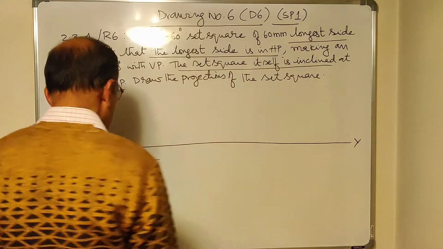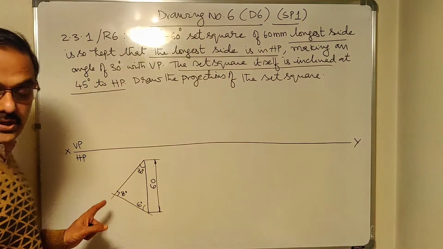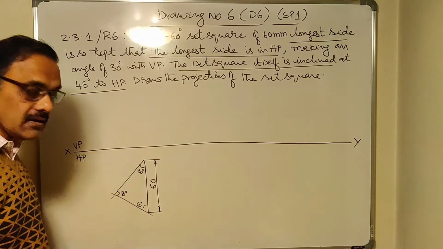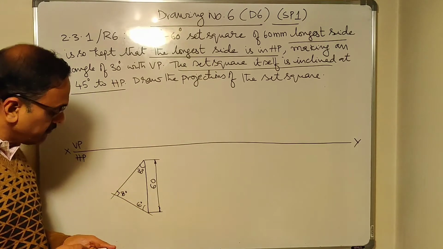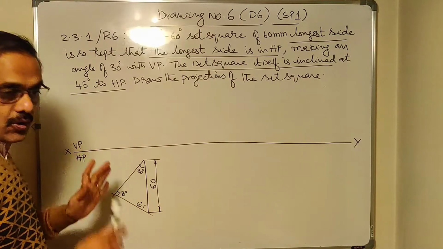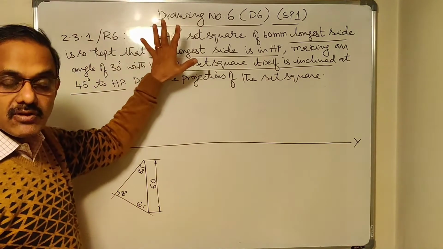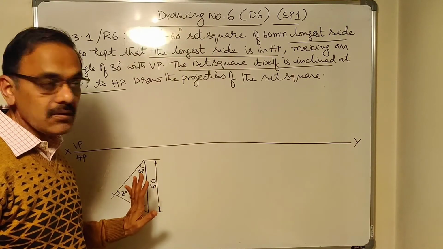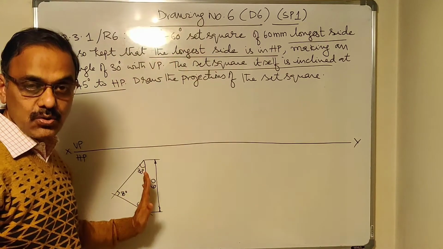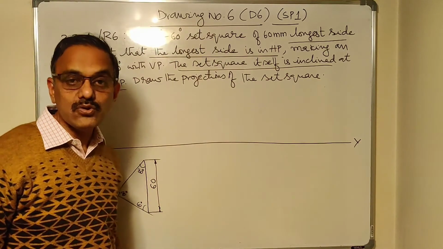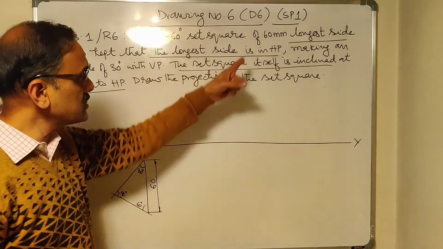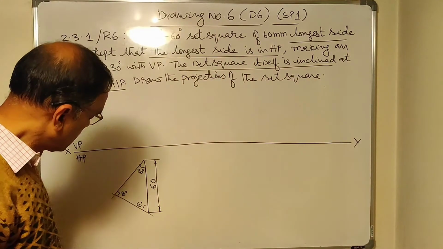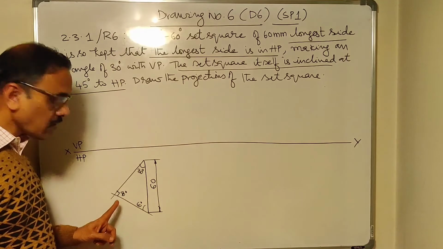The other sides need not be dimensioned. Only the hypotenuse is given. You can dimension that. And it's very important that whatever dimensions are given in the problem should be reflected here, should be shown here. And whatever the angles given also should be shown. If you don't show them, then you will be losing marks. For example, 60 mm is given here, so I must show it. This is one possibility of drawing the set square.